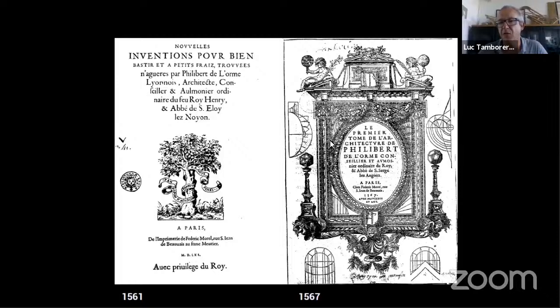And of course, le premier tome de l'architecture, with, as you see on the cover, all the designs of traits de coupe de pierre, with what it reveals inside.